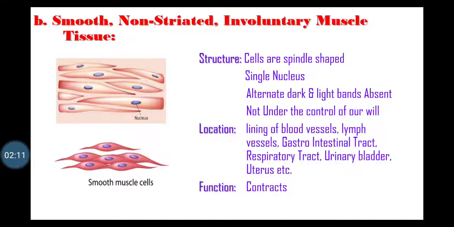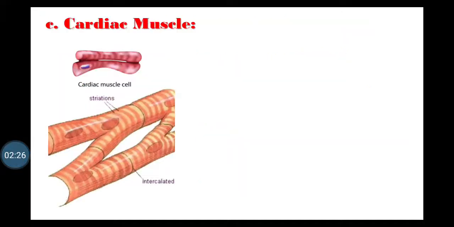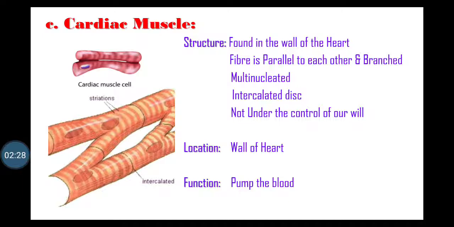Location: it forms the lining of blood vessels, lymph vessels, gastrointestinal tract, respiratory tract, urinary bladder and uterus. Function: muscle fiber contracts. Third, cardiac muscle.